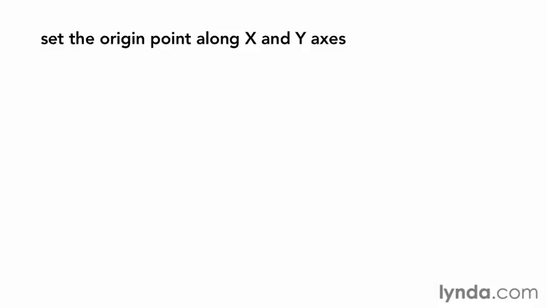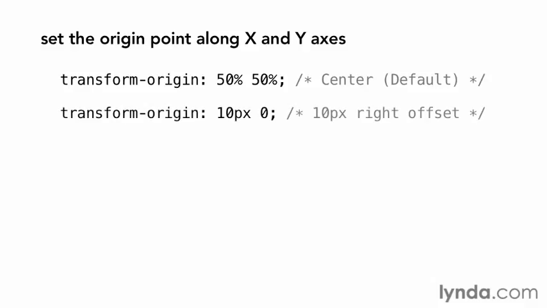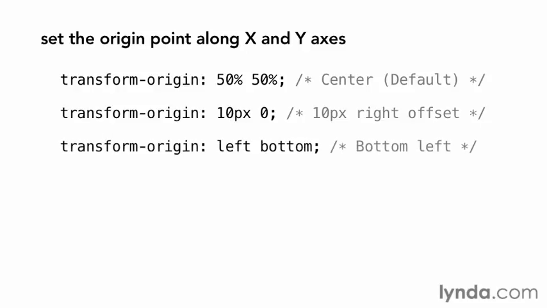Those are all 2D transform functions, but there's another related property that can be used in conjunction with any of the transform functions. Transform origin. By default, all transform functions assume a center origin. You can modify that by specifying a different set of coordinates, either in percentages, pixels, or keywords like left and bottom.